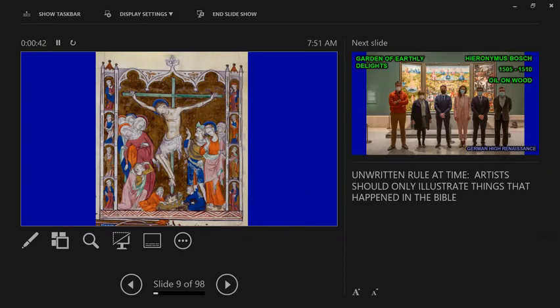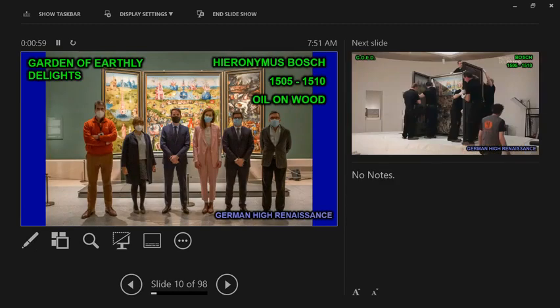And the unwritten rule at the time is that artists should only illustrate things that happened in the Bible. If you're doing a religious artwork, only paint pictures of stuff that's in the Bible. So on this next artwork, we're going to see that rule getting broken. I want you to know the Garden of Earthly Delights by Hieronymus Bosch. And I put this picture in here to show you the size of the artwork.